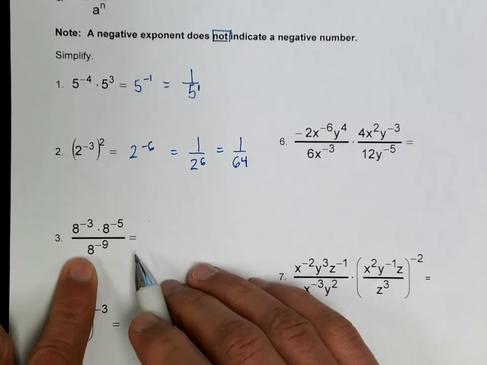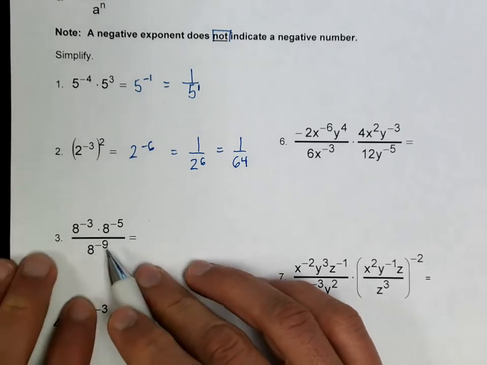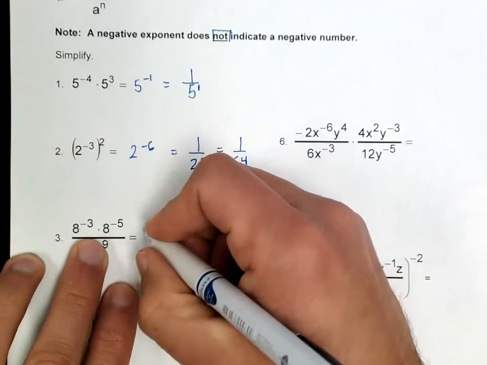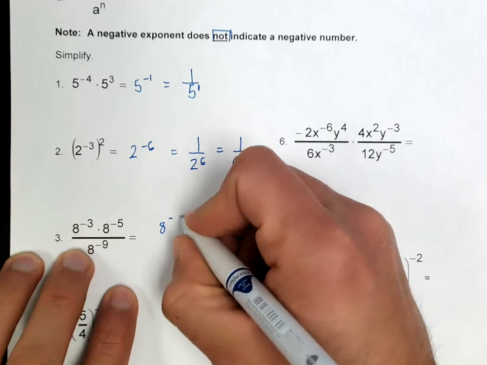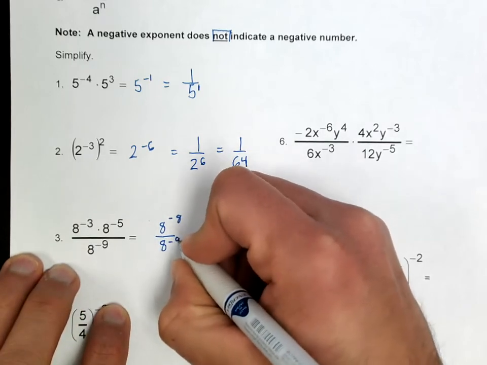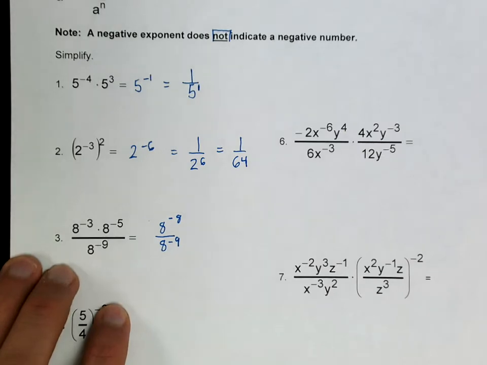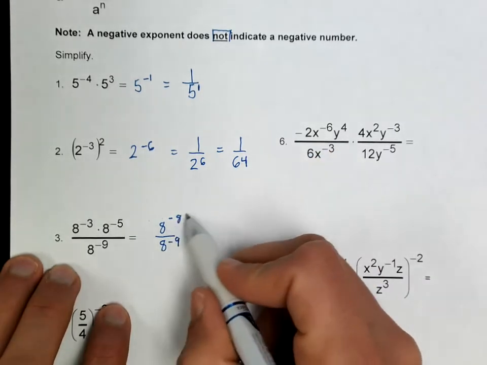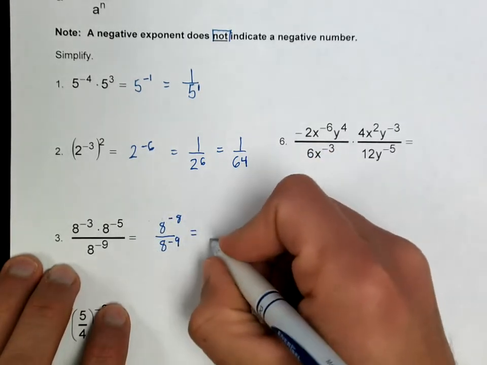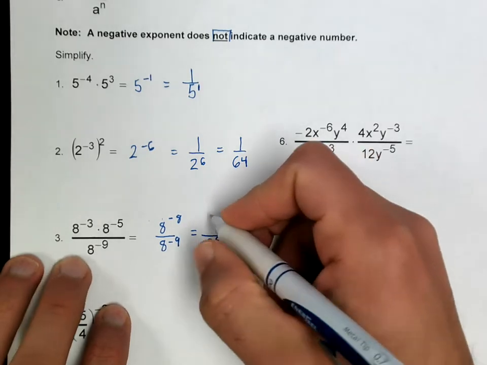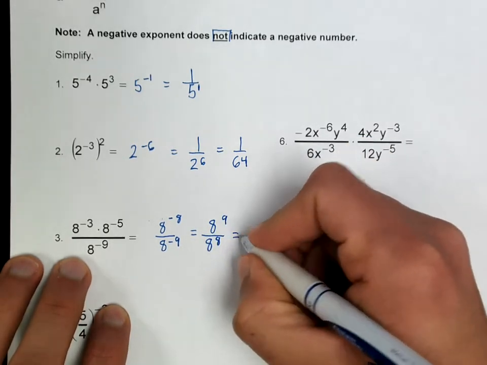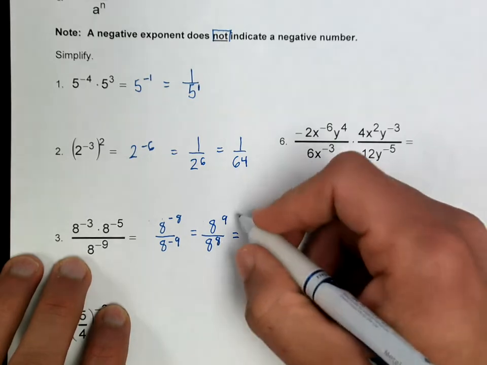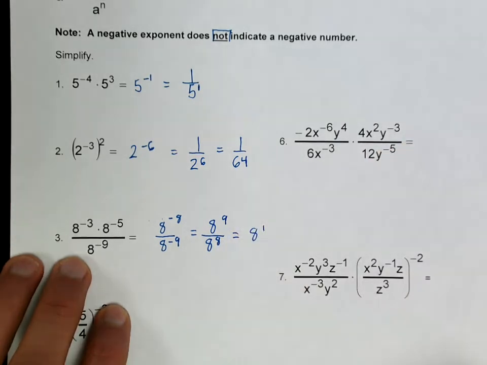So number 3, I probably want to combine these numbers first before I do anything. So I'm going to combine those two. Remember, I'm going to add. So if I add negative 3 and negative 5 when I multiply those two, I'm going to get 8 to the negative 8, 8 to the negative 9. Now after this it's really up to you how you do this. If this is a negative exponent, I can bring this whole thing to the bottom. So this would be 8 to the 8th, and this would be 8 to the 9th. And then now you can subtract those two if you like. So 9 minus 8 is 1, so I have 8 to the first power.